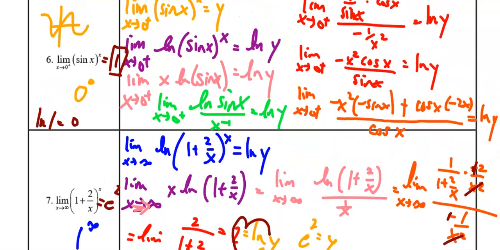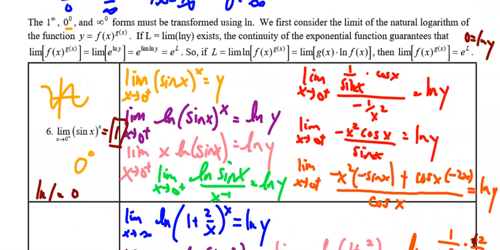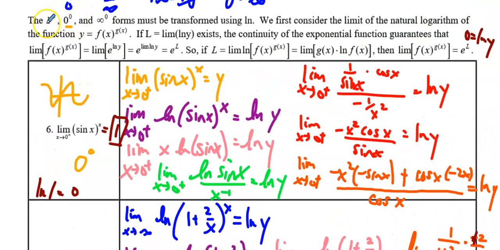I will tell you again that we've just done 0 to 0, and we've done 1 to the infinity. If you get infinity to 0, you do the exact same thing. You incorporate the natural log, you move it down, and you will be able to solve it pretty straightforwardly.